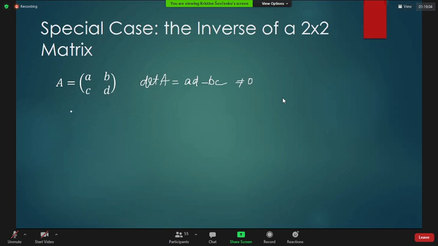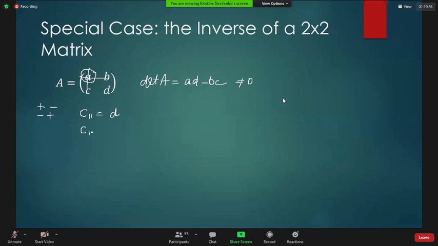Then let's find the cofactors. Cofactor 1,1. Now the sign diagram is plus, minus, minus, plus, just by the board principle. Cofactor 1,1, okay, eliminate this row and column, and you get just the element D, because everything else is crossed out.